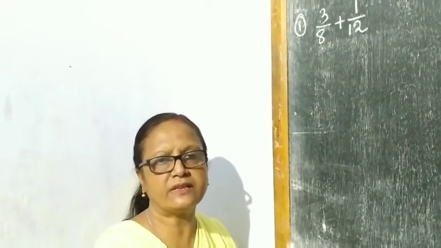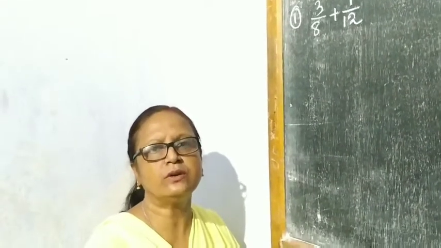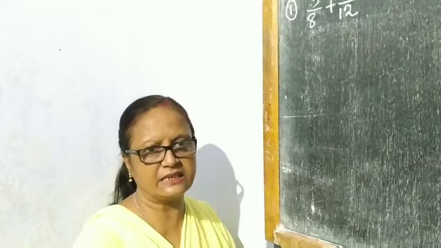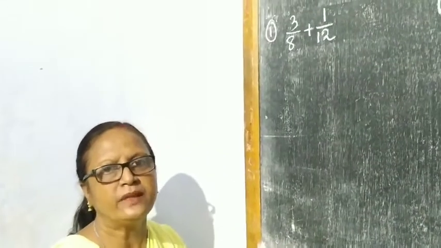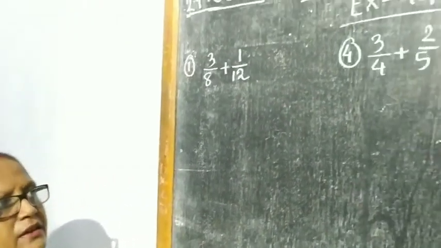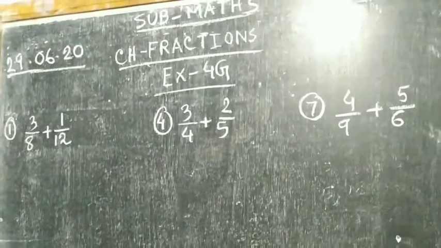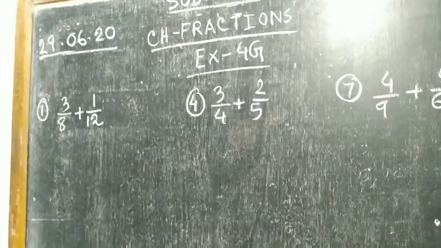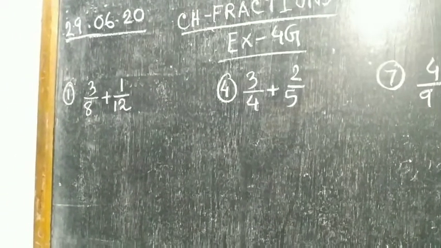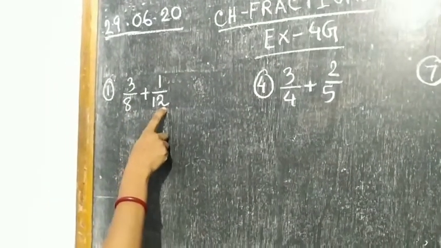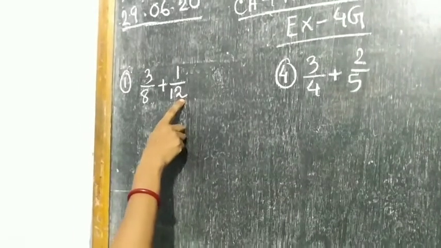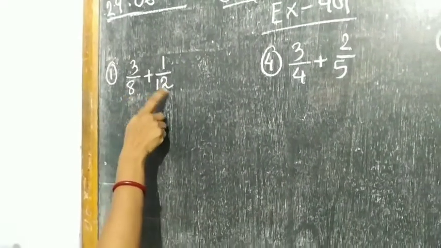Children, in the previous classes, I have taught you about comparison of fractions. Today I shall teach you addition of fractions. Now let's do the sum of exercise 4G, sum number 1. You have to add 3 by 8 and 1 by 12. First you take the LCM of the denominators 8 and 12.